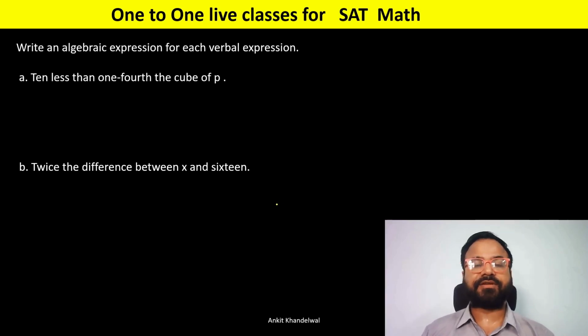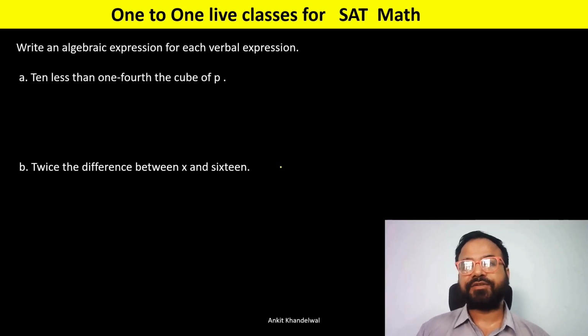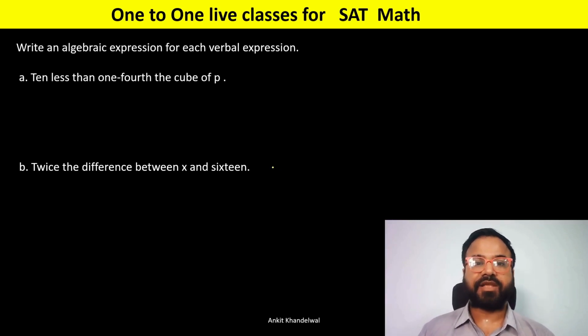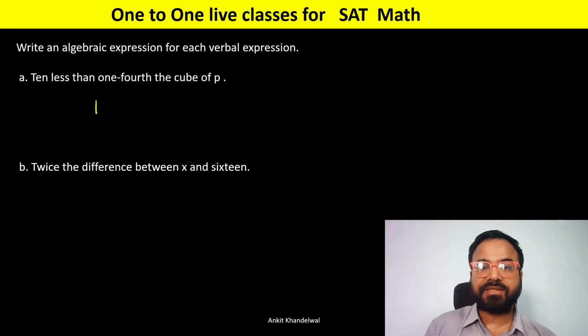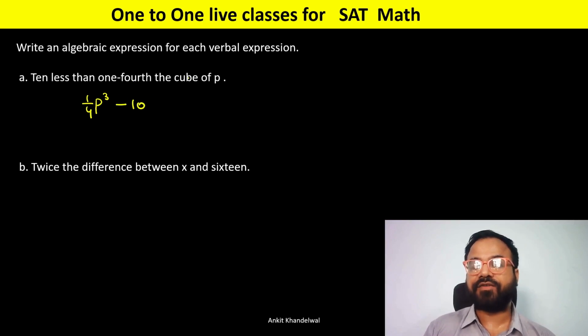Let's look at this one question. Write an algebraic expression for each verbal expression. Now look at this: 10 less than 1/4 the cube of p. 10 less means minus. 1/4 the cube of p: first we have to do cube of p, which means p cube. 1/4 of this means 1 by 4, and 10 less than this. So 1 by 4 p cube minus 10. So 10 less than 1/4 the cube of p is written like this.